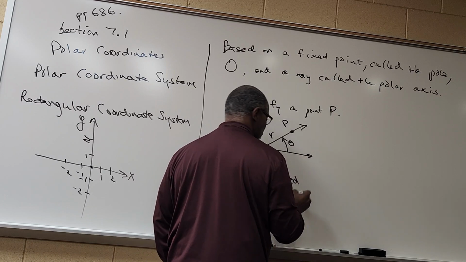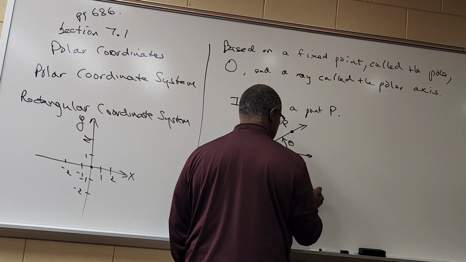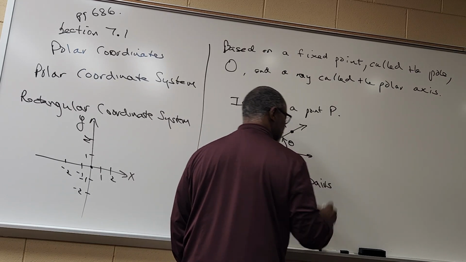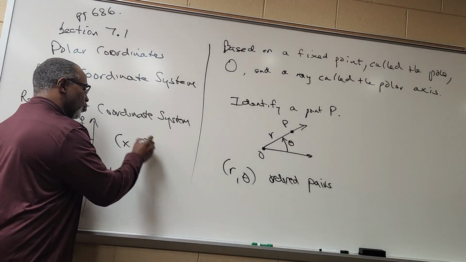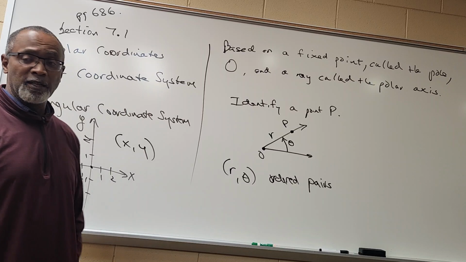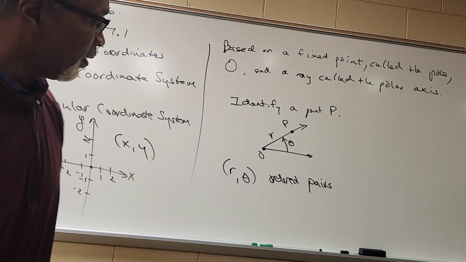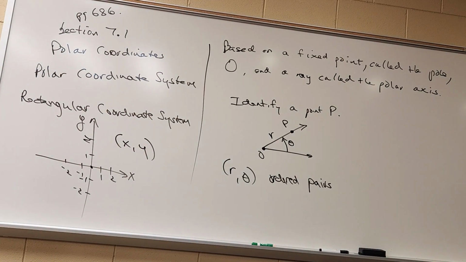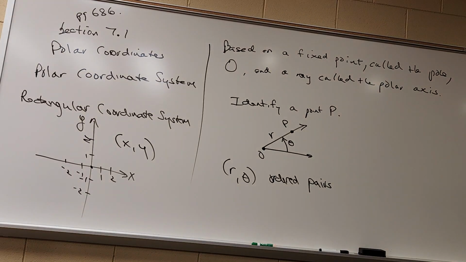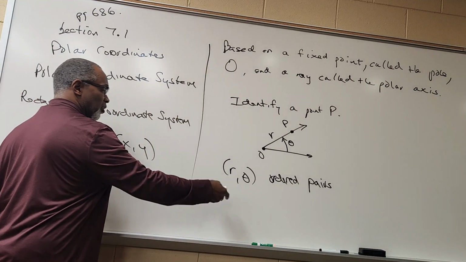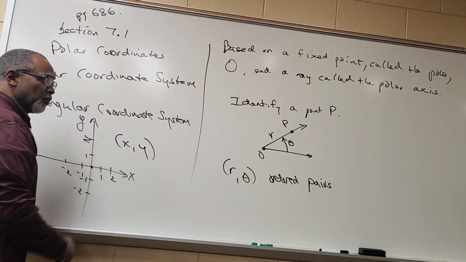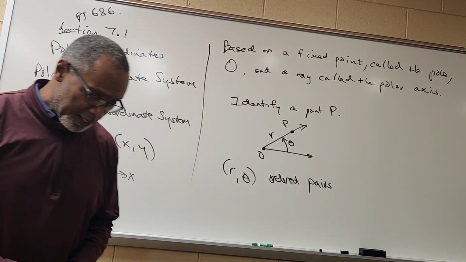That's how we're going to define points, as ordered pairs r comma theta. This is how we define points in the polar coordinate system. Back when we had rectangular coordinates, we had ordered pairs x comma y. In polar coordinates, we're going to have ordered pairs r comma theta. And again, we're going to get to the point where we can convert from a point xy to a point r theta, or from a point r theta to a point xy.